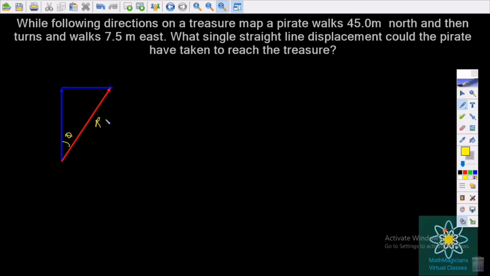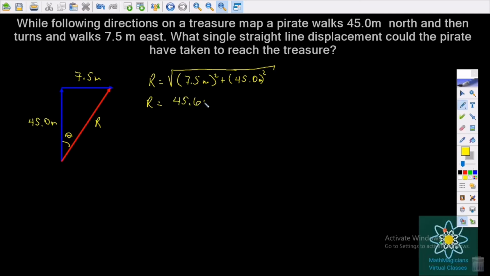Let's name our components. It says that is 45.0 meters, the north component, and the east component would be 7.5 meters. Since we know the formula already, we're just going to substitute directly. It would be the square root of x, that is 7.5 meters squared, plus 45, that would be your y component, meters squared. We evaluate this in our calculators. We will have that this answer is 45.6 meters using the correct amount of significant figures.